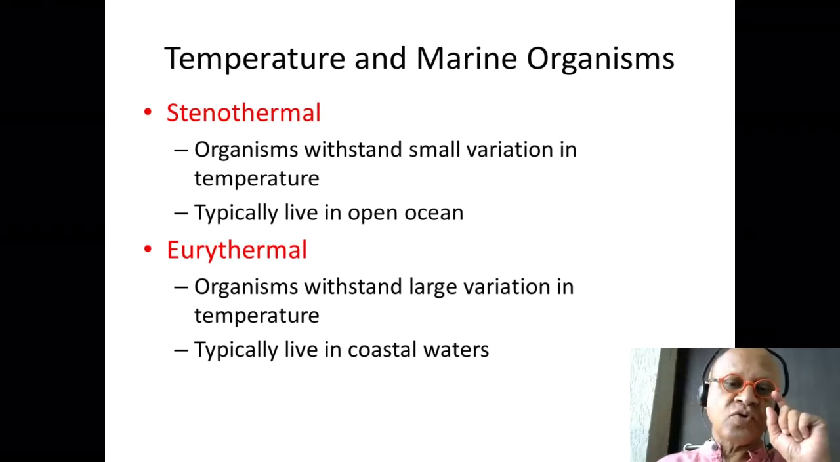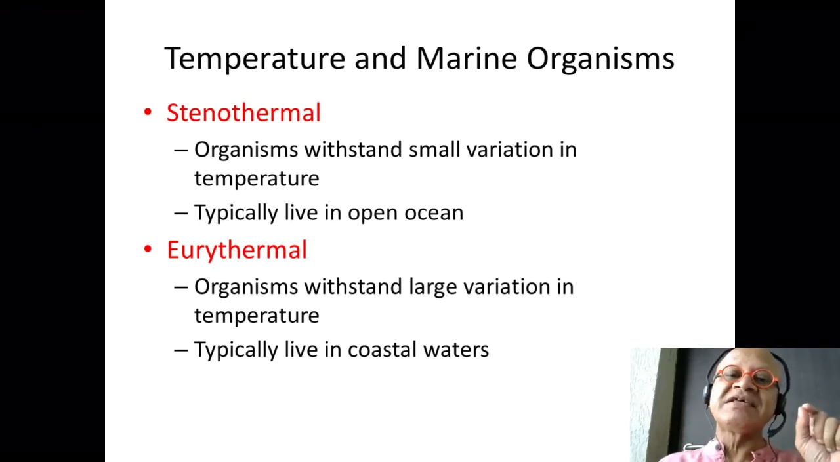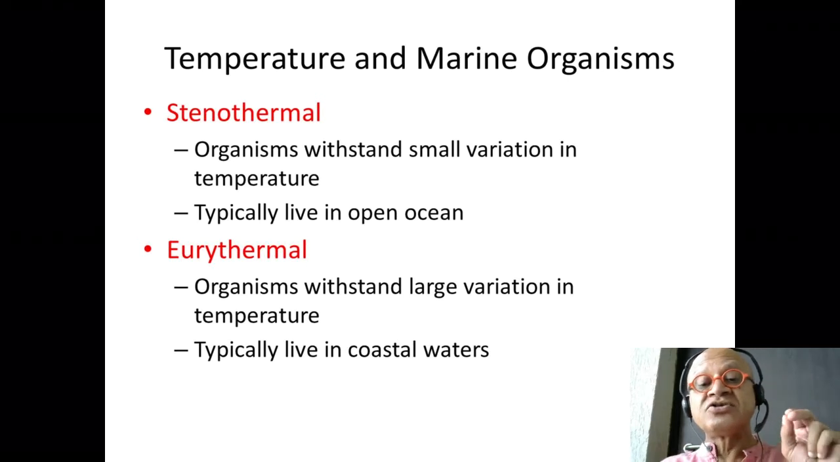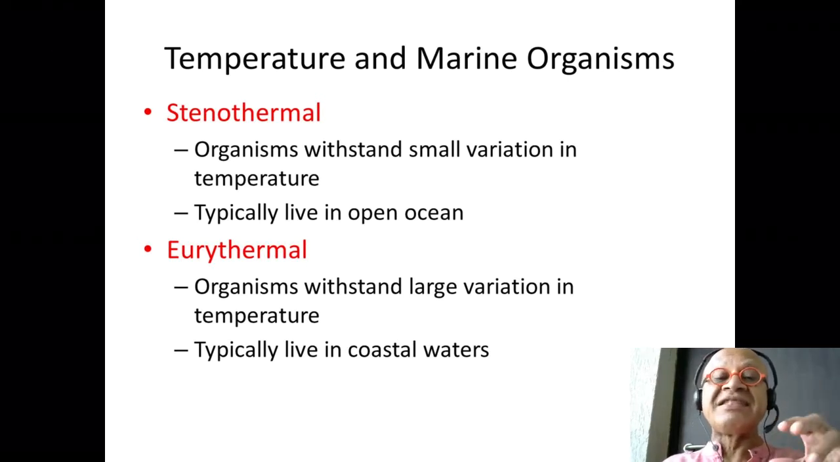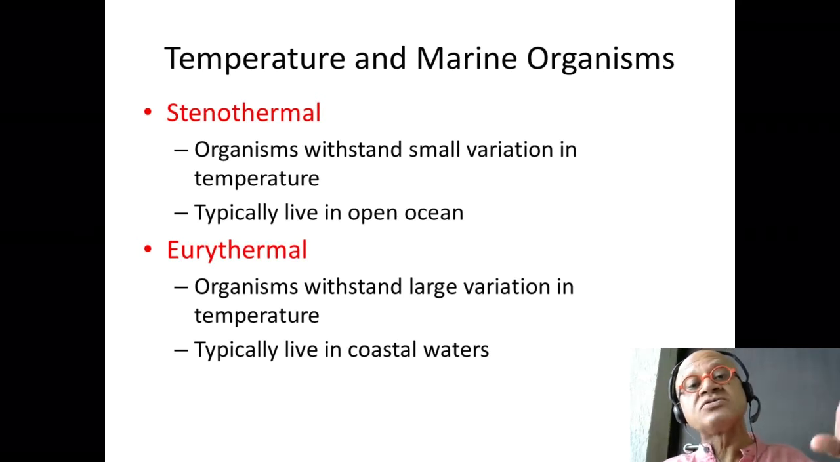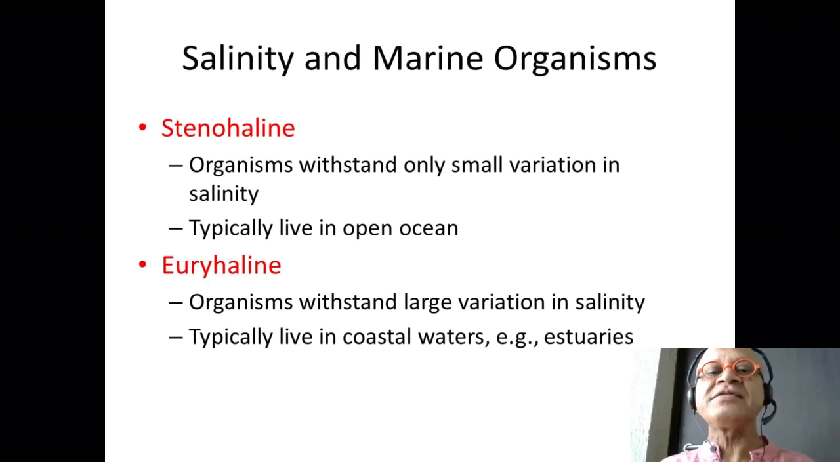And there are those who are adapted to a larger temperature variability. They're called eurythermal. You can imagine immediately that there is also going to be a salinity related adaptation. So these are organisms that can withstand larger variation of temperature. So they can live in coastal waters where, as we saw, the temperature range is quite a bit larger than in the open ocean, 34 versus 42 or whatever, right?